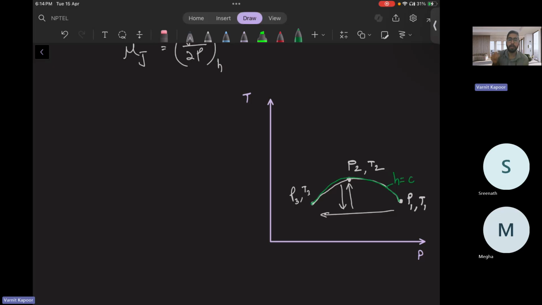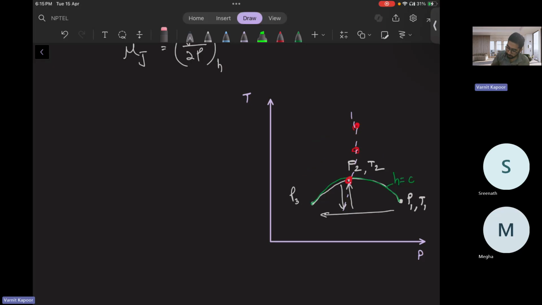If you want another kind of refrigerant experiment, it will go suppose like this, okay? Then another experiment for another refrigerant will go like this. So all of these are the peaks of these curves. And the curve formed by joining the peaks, if you join the peaks of all these curves, that curve is called the inversion curve. I hope it's clear now.